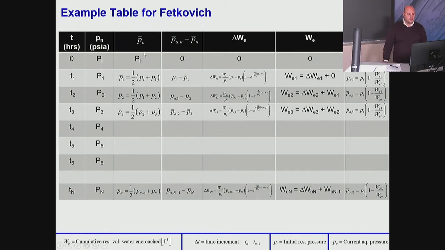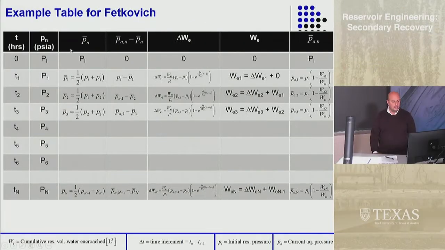So what this column is Pn bar. P stands for pressure, bar usually indicates an average, and the subscript n indicates the time n. At the first time, the average pressure is just going to be equal to the initial pressure. And then at future times, that average is going to be the current pressure plus the last pressure divided by 2. The idea is that pressure is changing over that period, so we're going to use an average. So it's 1/2 Pi plus P1, 1/2 P1 plus P2, 1/2 P2 plus P3, etc.